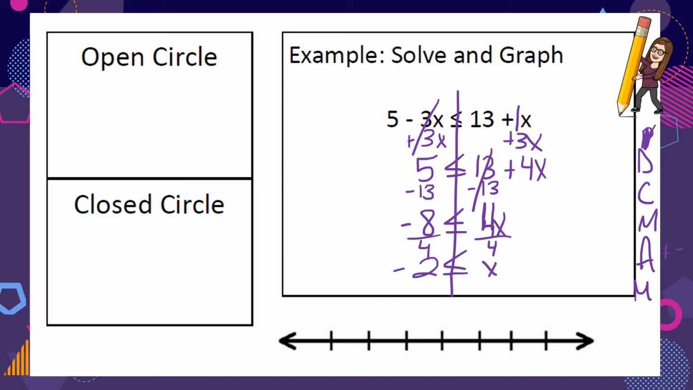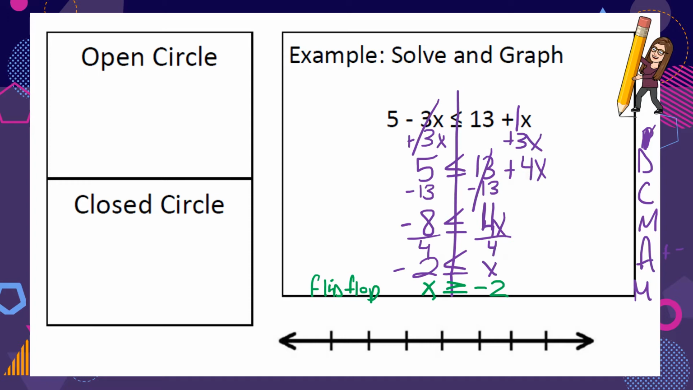Our next step, check the order. I do have to flip-flop, okay? Maybe write a reminder, I'm flip-flopping here. So I'm going to write the x on the left, the negative 2 on the right, and I'm going to point to the right. See how I flipped the entire thing?